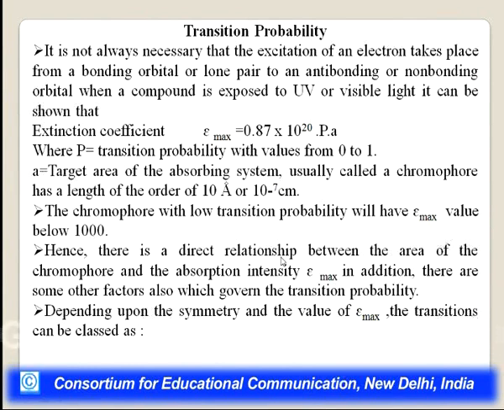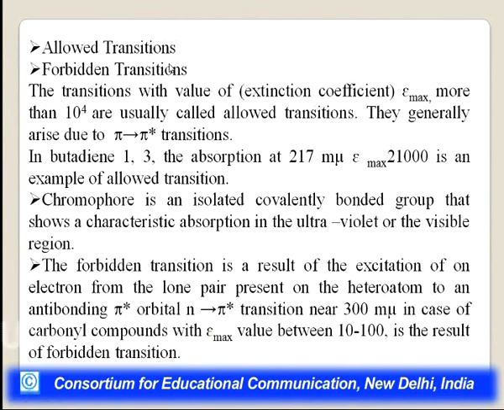There is a direct relationship between the area of the chromophore, that is A, and the absorption intensity, E maximum. In addition, there are some other factors which govern the transition probability. Depending upon the symmetry and the value of E maximum, transitions can be classified as allowed transitions and forbidden transitions. The transitions with E maximum more than 10 to the power 4 are called allowed transitions. They arise generally due to pi to pi star transitions.